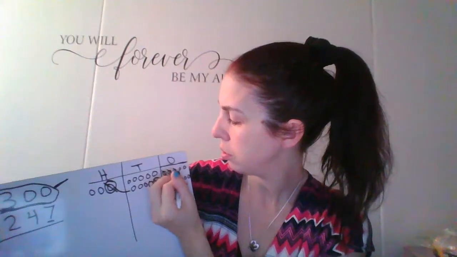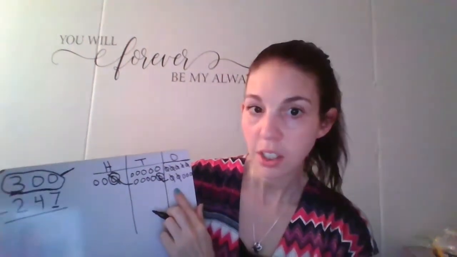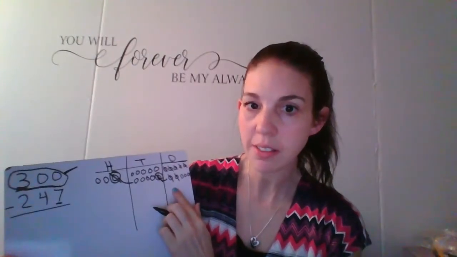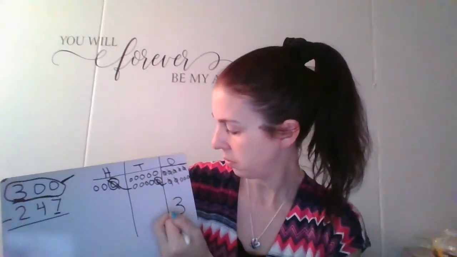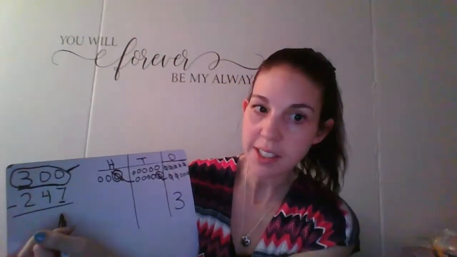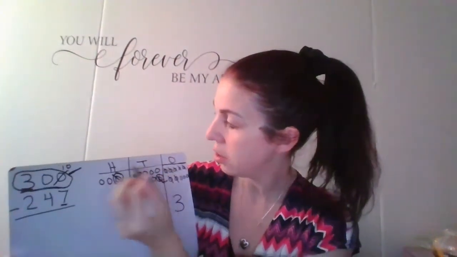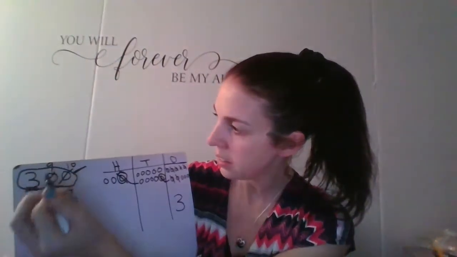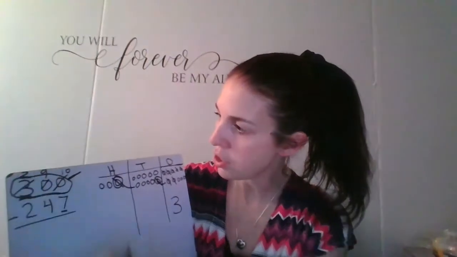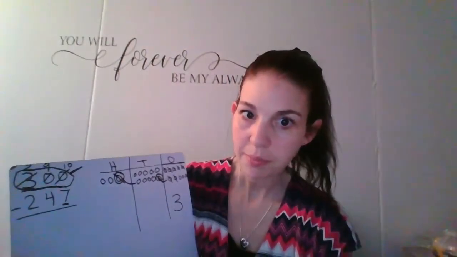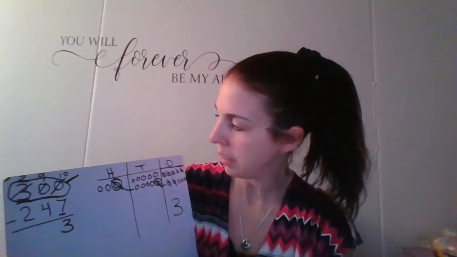1, 2, 3, 4, 5, 6, 7. Cross out 7 ones, and how many ones do we have left? 1, 2, 3. The way it looks in our vertical form is that we have 10 here, we have 9 tens, and we have 2 hundreds, okay? And when we subtracted, 10 minus 7 equals 3.